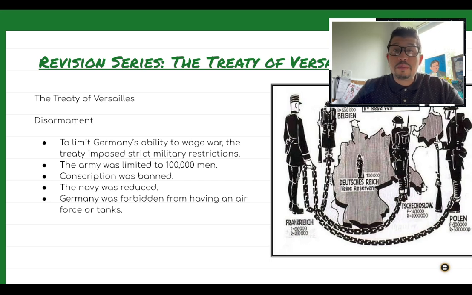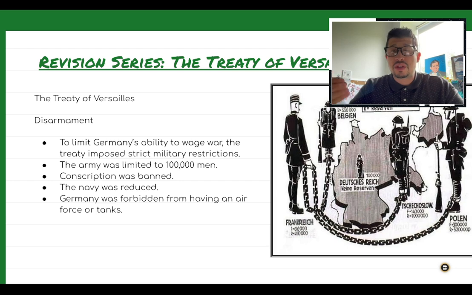Disarmament is another major part, and this is going to be super intricate, okay? The German military is going to go down to 100,000 men. I tell my students that's the number that you need to remember. Things like conscription are banned. The Navy is going to be reduced drastically. They're not allowed to have air force or tanks. Those are all minor details. The 100,000 troops is really what I tell my students to remember the most. That's kind of a nice, round, easy number.